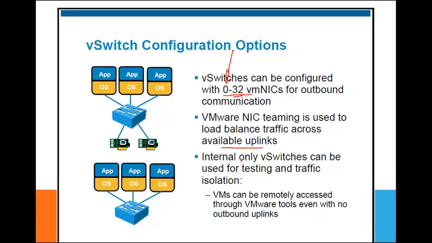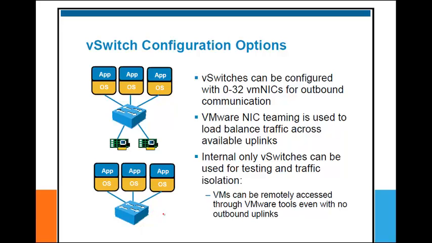Internal only vSwitch can be used for, okay, what does internal only mean? If I have 0 as the number of VM NICs, then it is internal only. There is no physical NIC card. Why would someone do that? For testing between these VMs. While testing, it should not affect the existing network. So we isolate. We remove all the NICs and we do testing.